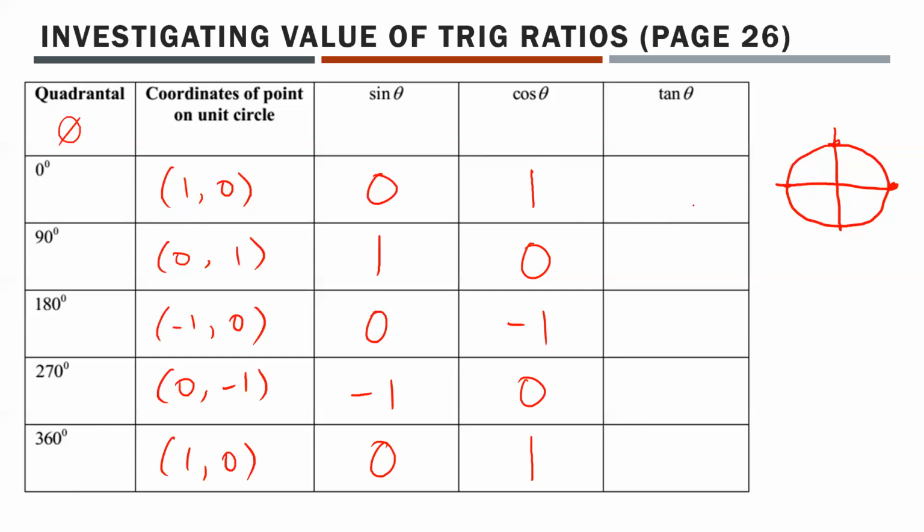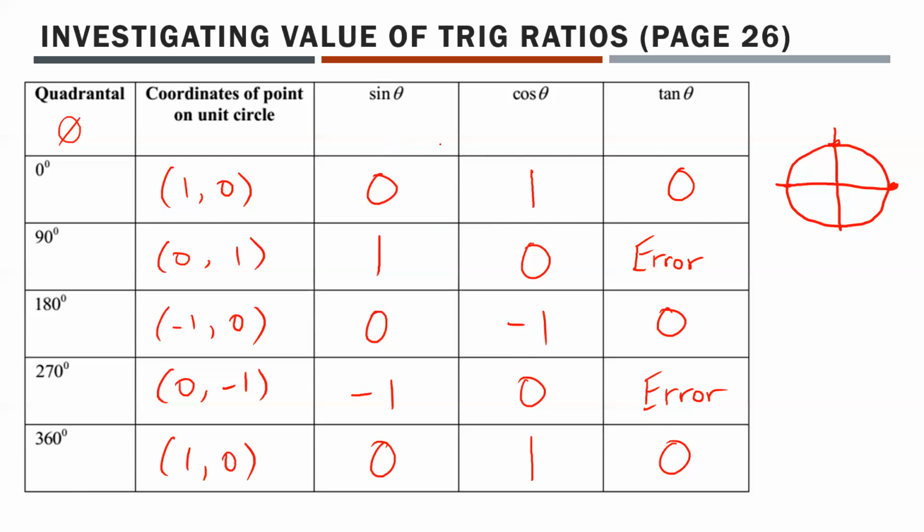Tan, of course, is a bit of a wild card. If you go tan 0, it actually gives you 0. Okay. If you go tan 90, you actually get an error in your calculator. I'll talk about that in just 1 second here. If you do tan 180, you'll get 0. Tan 270, you'll also get an error. And then, of course, tan 360 should be the same thing as tan 0. It is 0.